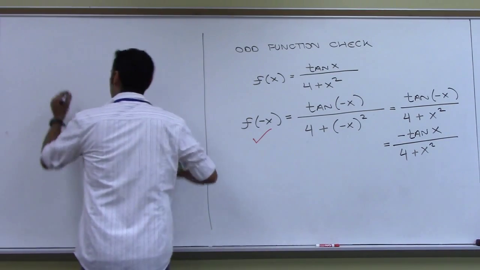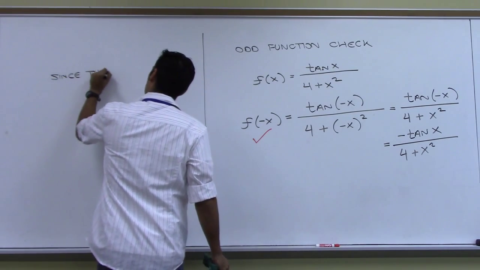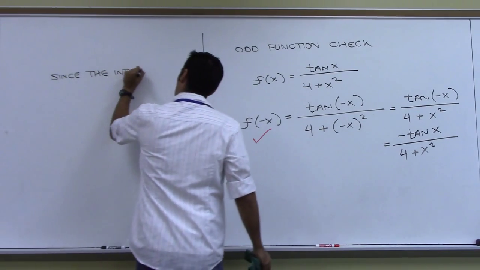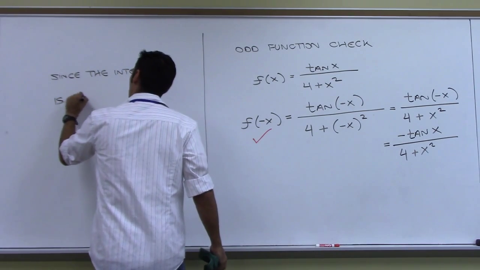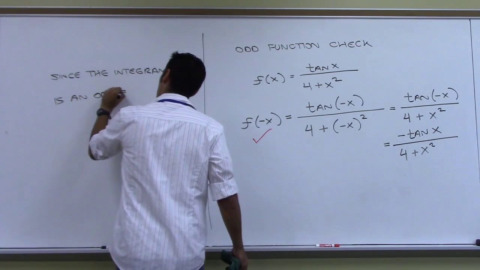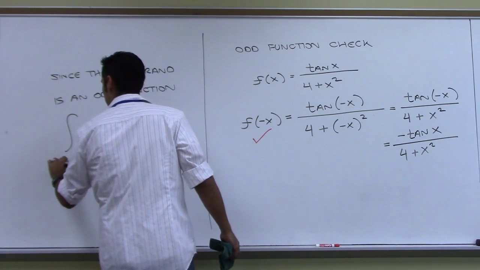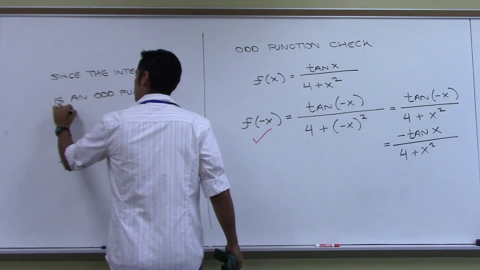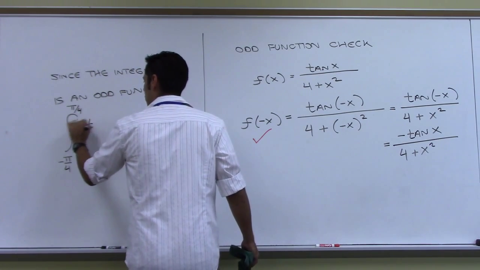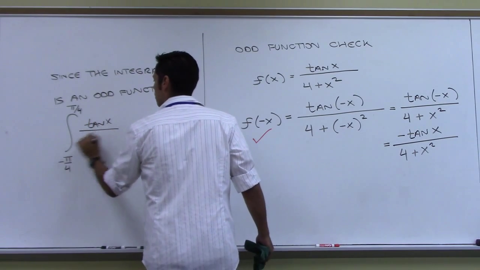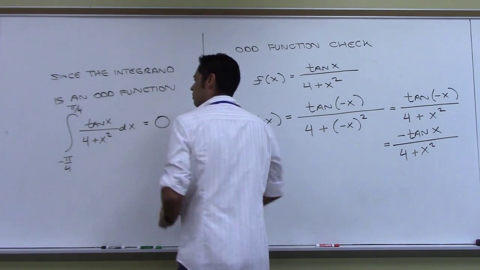I'm going to say since the integrand is an odd function, the integral from negative pi over 4 to pi over 4 of tangent x over 4 plus x squared dx equals 0.